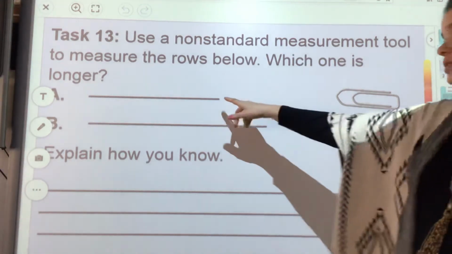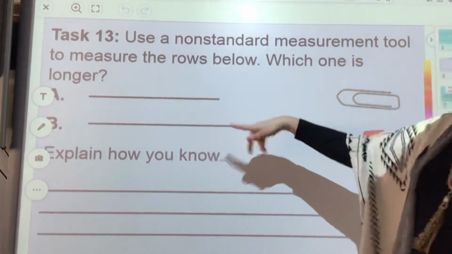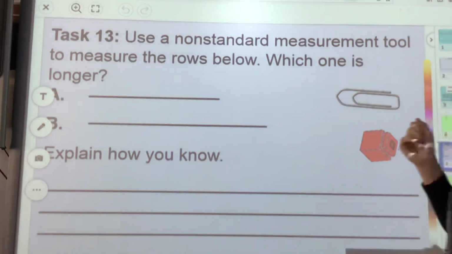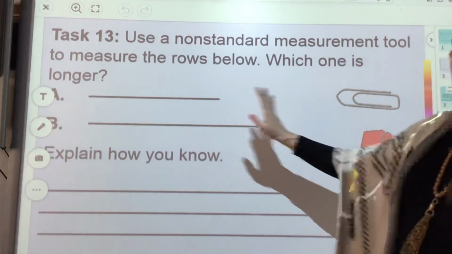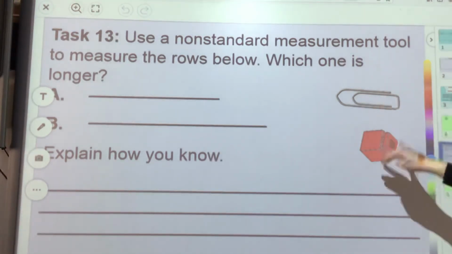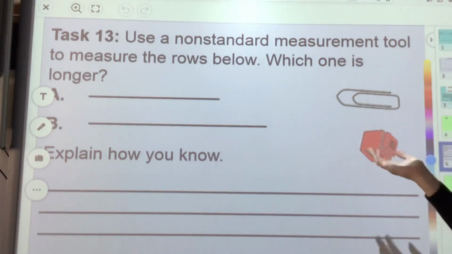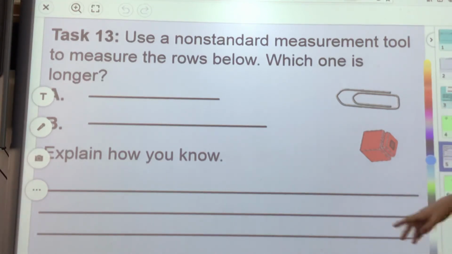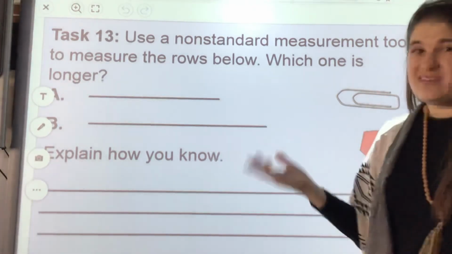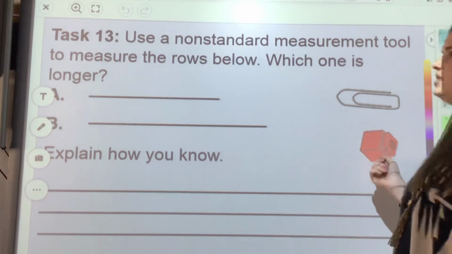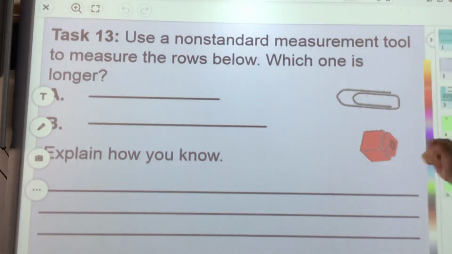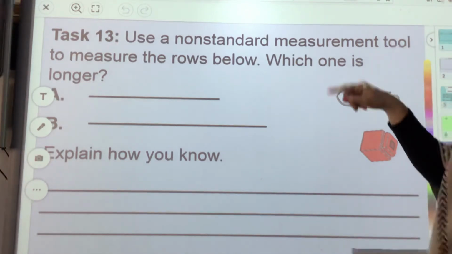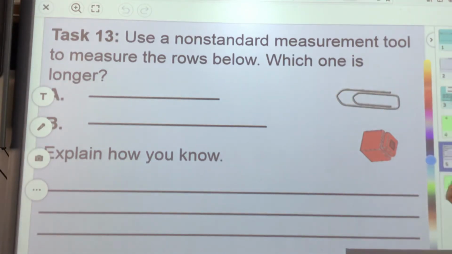So if you use a paper clip to measure the first one, you have to use a paper clip to measure the second one. If you use the cubes, you need to use the cubes on A and B. Don't switch it up and use one of each on either one. So then you would look. You can even just look at them and tell, but we want to make sure you're using one of the tools to show us. After you've given us which one is longer by circling, you're going to explain how you know.